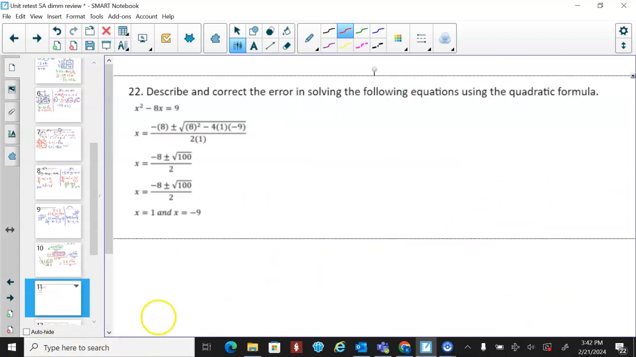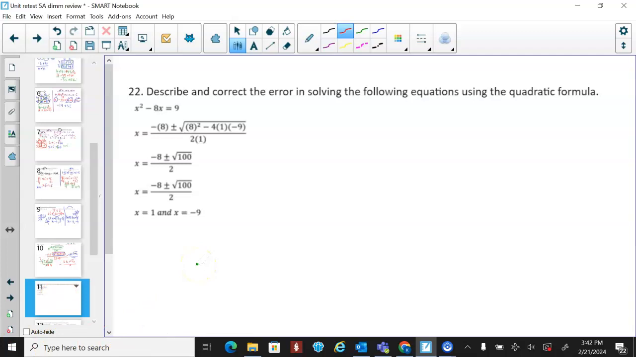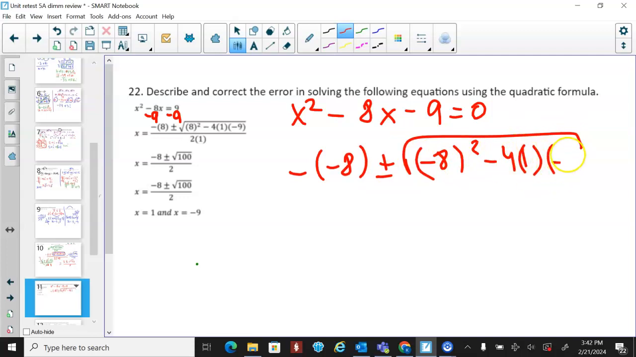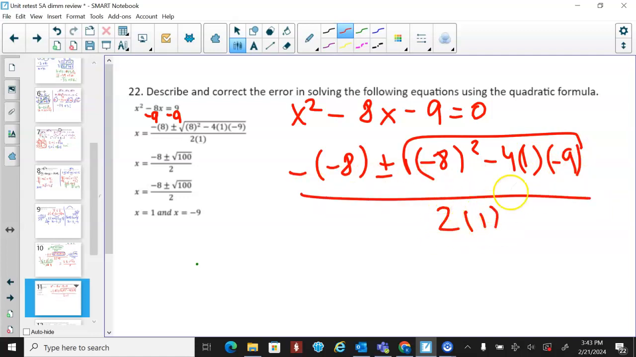All right. Here we're talking about simply finding a mistake. Okay? So first, make sure we set it up correctly. We're going to move the 9 to the other side. The function should look like x squared minus 8x minus 9 now. Now let's make sure that it's plugged in correctly, okay? So we would have negative b, plus or minus square root of negative 8 squared minus 4 times a, which is 1, times c, which is negative 9, all divided by 2 times a. So let's make sure that these are the numbers that we're looking at.